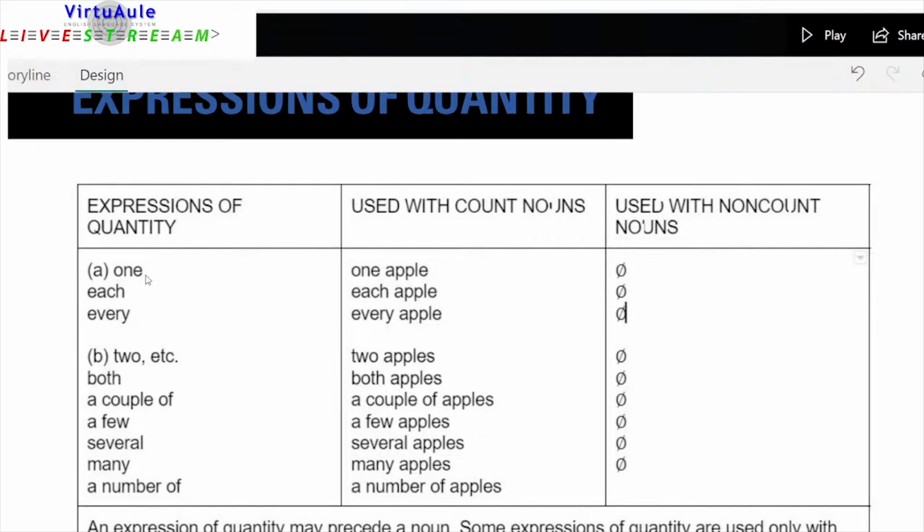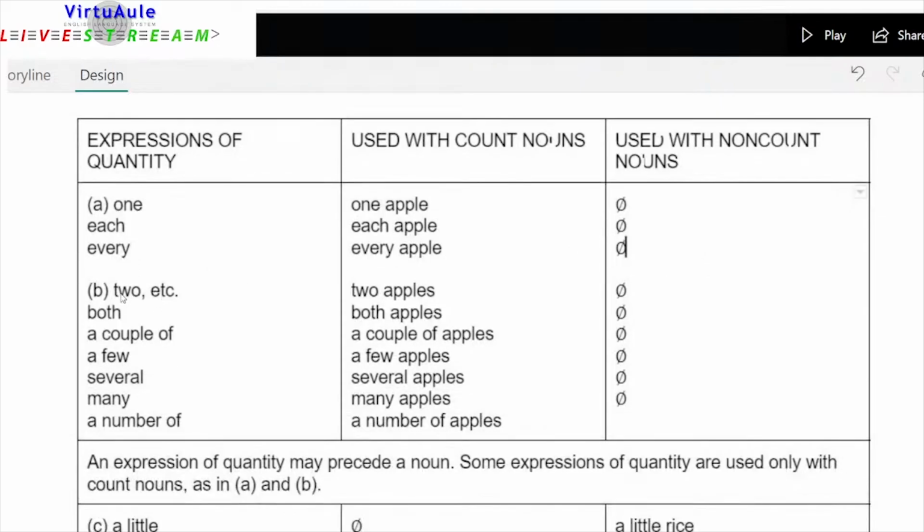All right, expressions of quantity. We have one, each, and every. One apple, each apple, every apple. This is used with count nouns. So one, each, and every. Instead, you cannot use these words with a non-count noun. One, each, every. 2, 3, 4, 5, etc.